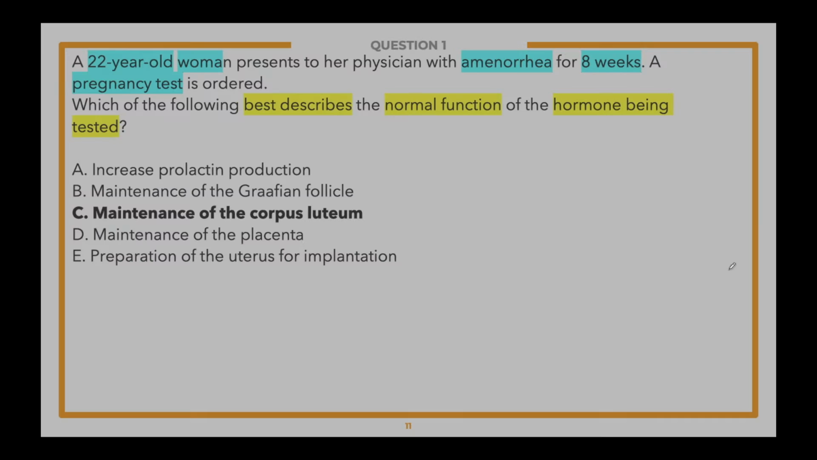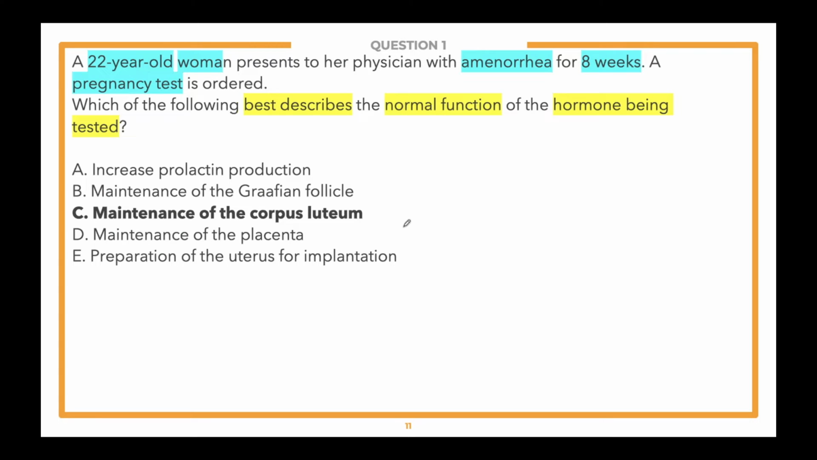So answer choice E in this situation, that is talking about progesterone. That helps prepare the uterus for implantation. That is not the hormone being tested. That is also talking about answer choice D as well, progesterone. Progesterone acts to maintain pregnancy. It also helps to provide maintenance for the placenta.